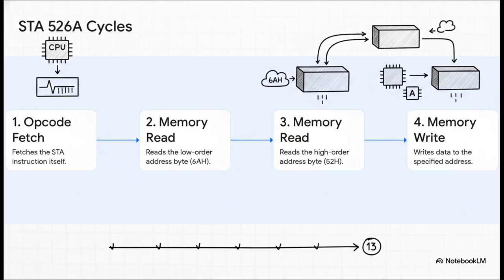Let's trace it. It starts, of course, with an opcode fetch. That's our first 4 T-states. The CPU decodes the STA command and knows it needs a full 16-bit address, which is stored in the next 2 bytes of memory. So it does 2 back-to-back memory read cycles, one to get the low part of the address, 6AH, and another to get the high part, 52H. That's 3 T-states each. And finally, with the full address assembled, it performs a memory write cycle to send the accumulator's data to that location. That's another 3 T-states, for a grand total of 13 clock ticks. See? You can read the sheet music now.